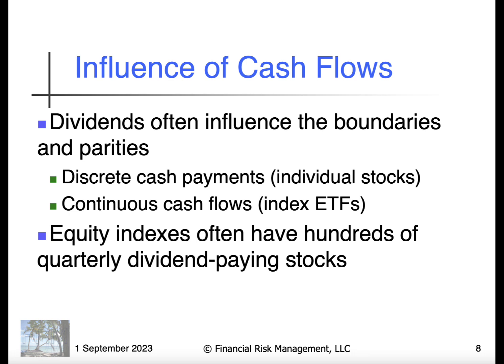Intermediate cash flows influence these boundary conditions. Because we're focused on stocks here, there are dividends in the United States. Individual stock dividend payments tend to be quarterly, and so we'll model those discretely. With indexes like the S&P 500, if 100 of those stocks pay quarterly dividends, then there are 400 dividend payments during the typical year. Modeling that with a continuous cash flow is also possible. Equity indexes often have hundreds of quarterly dividend paying stocks, hence the continuous cash flow methodology is deployed.